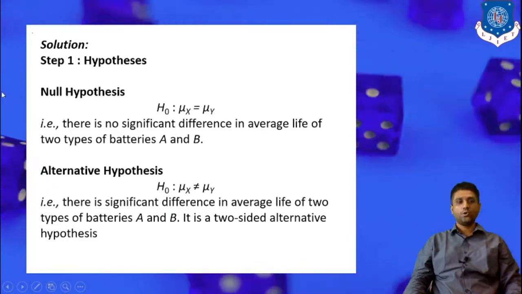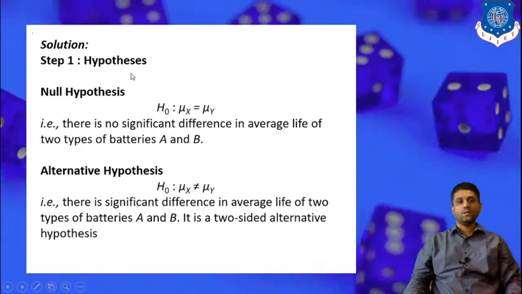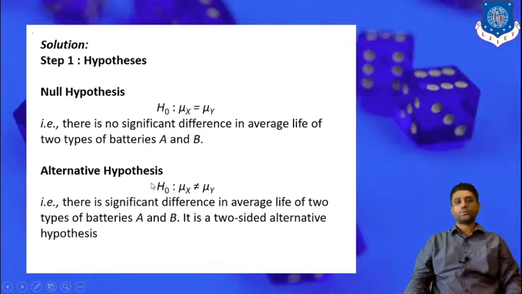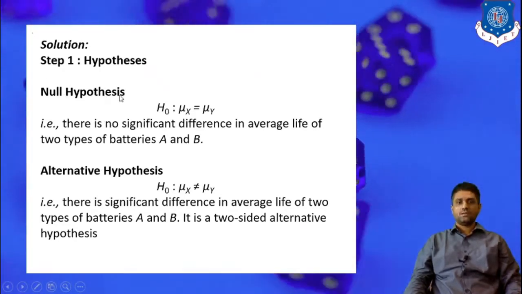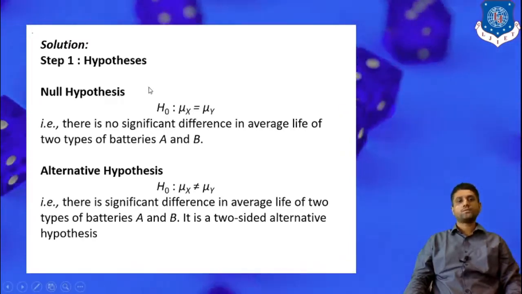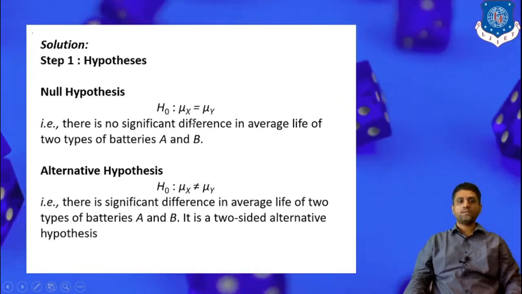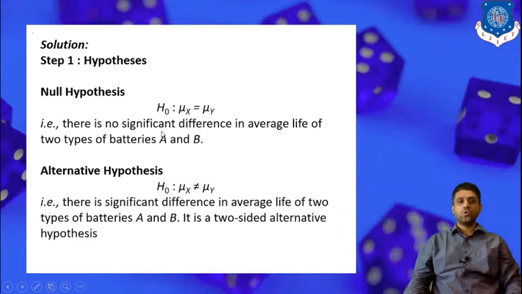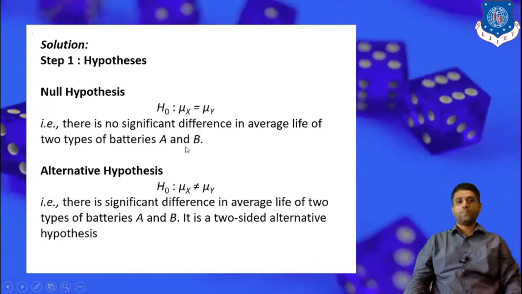So let's start the solution. In step number 1, we have to define the hypothesis. There are two types of hypothesis, null hypothesis and alternative hypothesis. First of all, we define the null hypothesis. Whatever the question definition suggests, we assume as the null hypothesis. So corresponding to this question, H naught is mu x equals mu y. It means that there is no significant difference in the average life of the two types of battery, type A and type B.